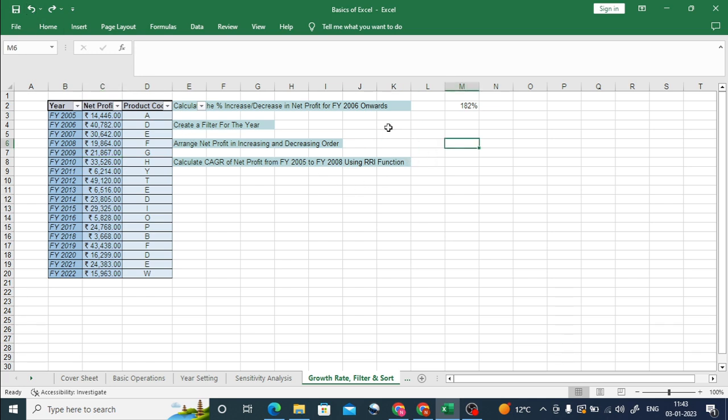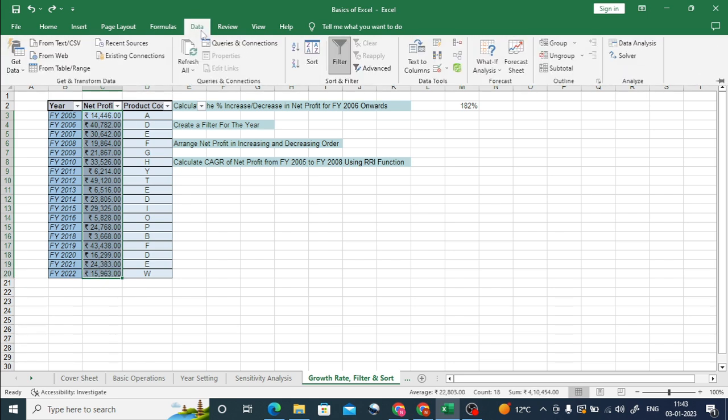The next task that we have is to arrange the net profit in increasing and decreasing order. So we have the amount of net profit. We have to simply arrange it. First of all, let's arrange it in the increasing order. What we do is we select all the amount of net profit. We go to data. Over here, it shows A to Z, which is sorting smallest to largest or lowest to highest. That will be the increasing order. So we simply click on it.